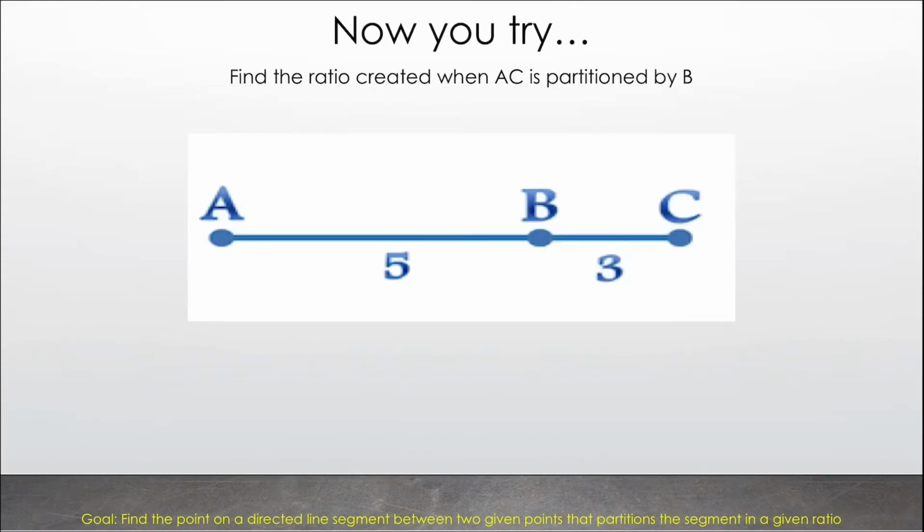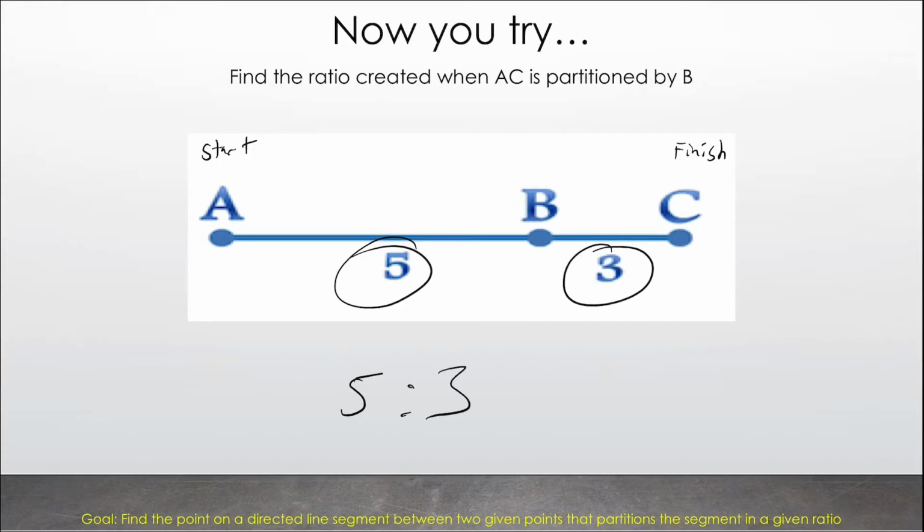Now you try. So find the ratio created when AC is partitioned by B. So I'm starting at A. Here's my start. Here's my finish. So I get 5 to 3. There's my ratio.